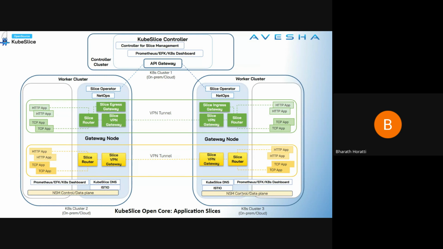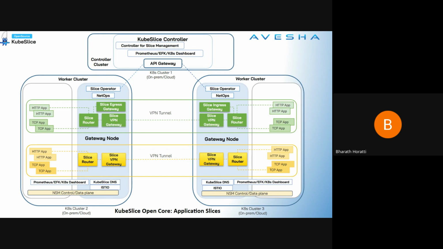It inserts a new interface altogether into the application pods to set up the overlay network. So it inserts an interface in the application pod and connects it to something called a slice router. A slice router is a per slice entity. So every slice would have a slice router in every worker cluster.